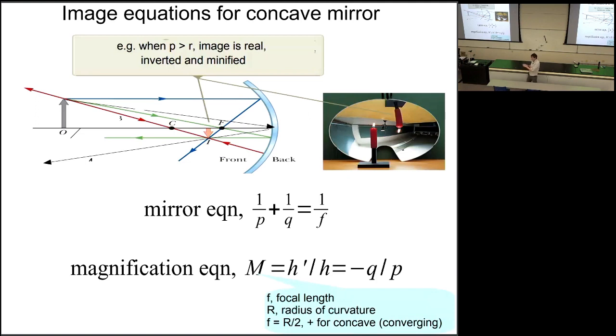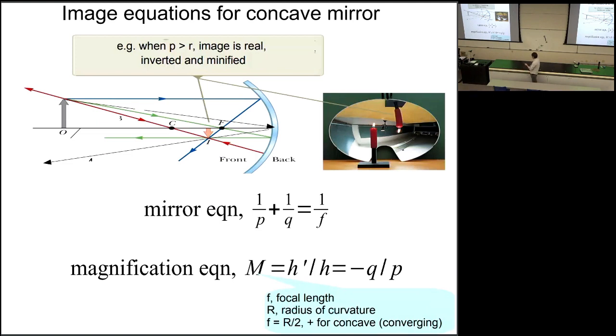So for example, typically you might know where you put the object. You might know the focal length of your mirror. You want to know where the image is. Well, this equation will tell you that, because the image distance Q is the unknown. And so you could solve it for the image distance Q.